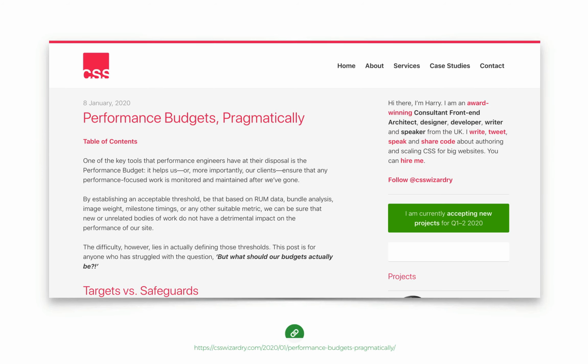And I love this post by Harry Roberts at CSS Wizardry as well. He clearly separates the idea of budgets nicely by saying, our budget for any metric is to never be worse than it is right now. So that's a really good way to think about budgets for an existing site, right?